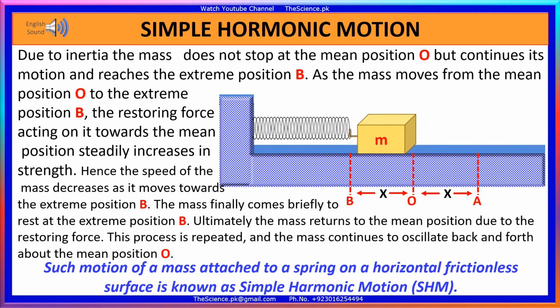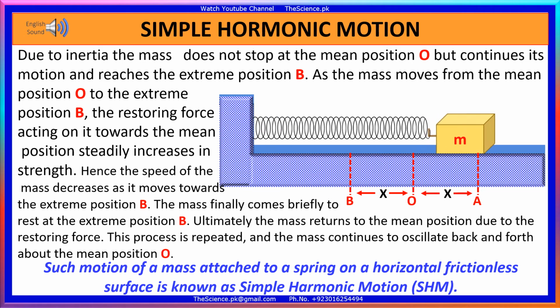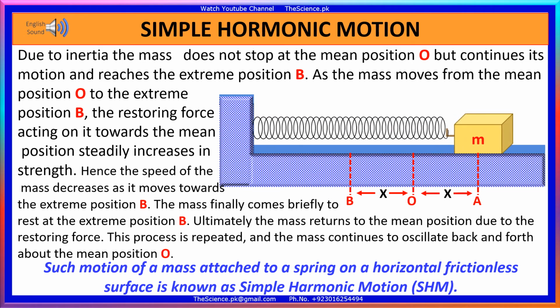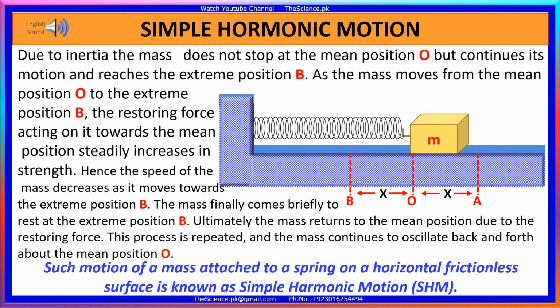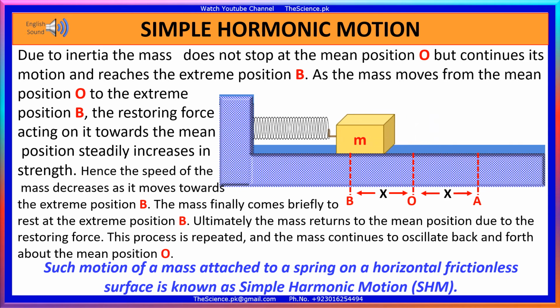Ultimately, the mass returns to the mean position due to restoring force. This process is repeated and the mass continues to oscillate back and forth about the mean position O. Such motion of a mass attached to a spring on a horizontal frictionless surface is known as simple harmonic motion.